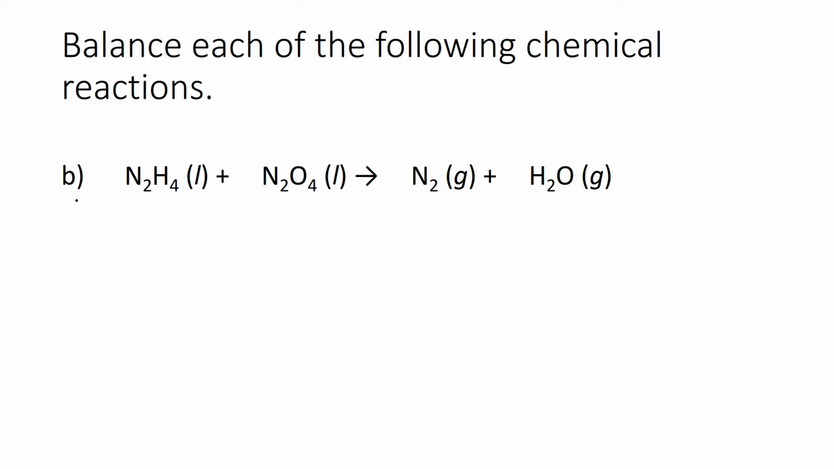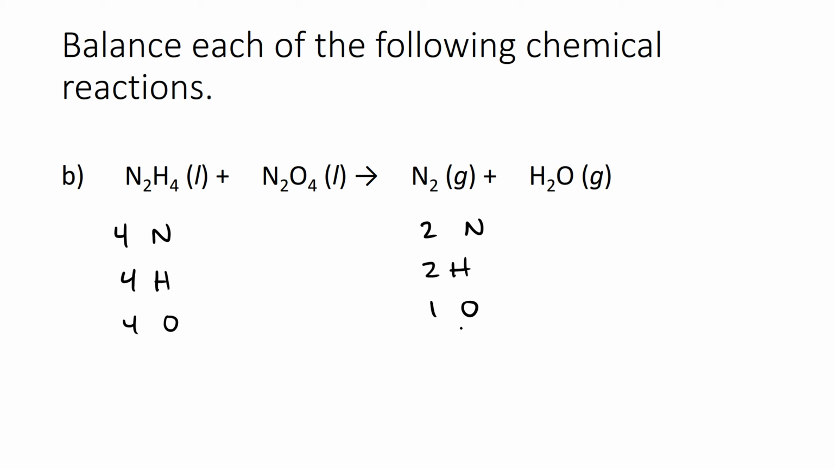Next up is part B. We have 4 nitrogens, 4 hydrogens, and 4 oxygens. On the right side, we have 2 nitrogens, 2 hydrogens, and 1 oxygen.